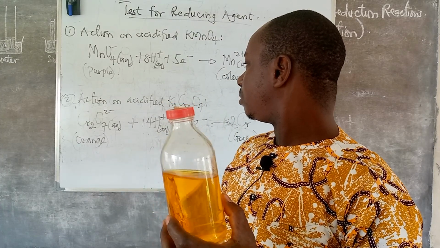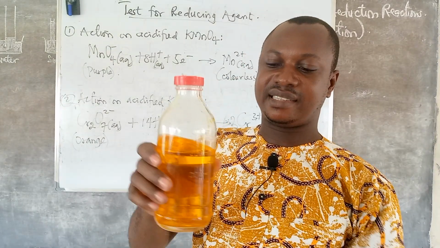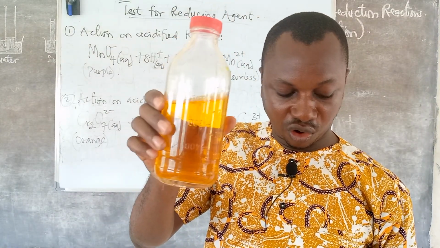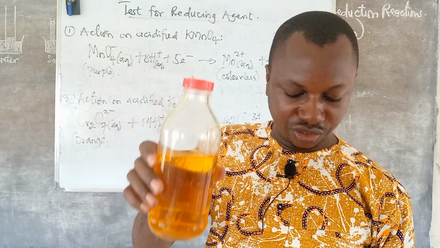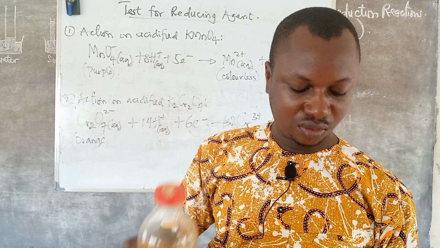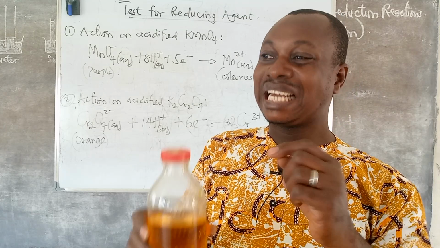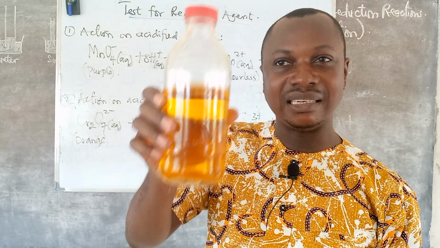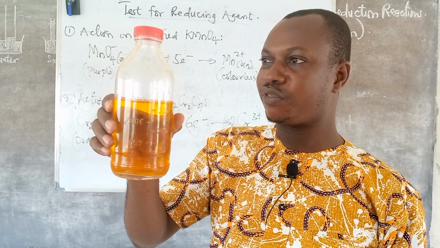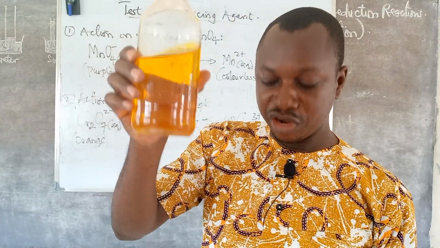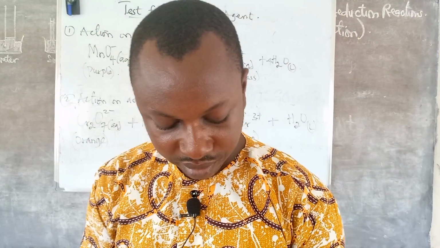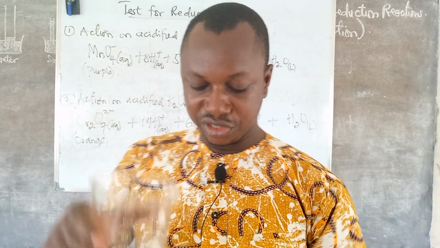Again, the second one, potassium heptaoxodichromate(VI), is orange in color. Once it changes to green, we know that there is presence of a reducing agent. It's orange, and once it changes to green, we know that there is presence of a reducing agent.